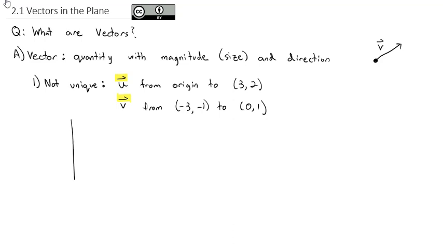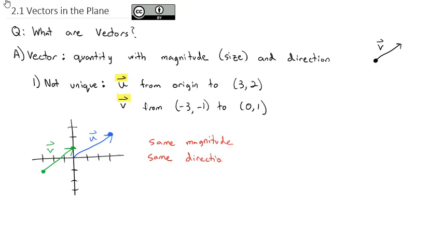So let's look at what these vectors look like. The first vector goes from the origin to the point 3, 2. That's vector u. The second vector goes from -3, -1 to 0, 1. And you notice that both vectors are going the same direction, and both vectors are the same size. Because both vectors have the same magnitude and the same direction, we can say that those are equivalent vectors. They both represent the same vector, the same size and the same direction.